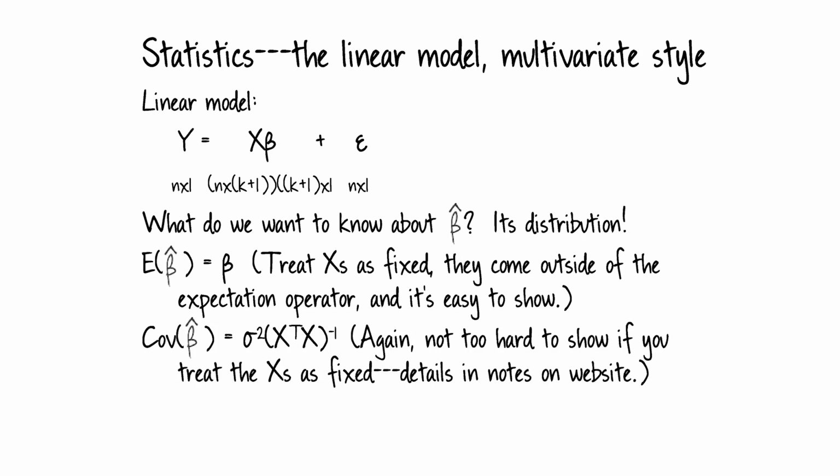So it is unbiased. And the covariance of beta hat, remember this is the variance covariance matrix. So it's the matrix that has along the diagonal the variances of each of the beta hats, and on the off diagonals the covariances between them. That is just equal to sigma squared times (x prime x) inverse. Okay? So again, very elegant, very beautiful, and not too hard to show if you treat the x's as fixed. And you can look on the website if you're interested.